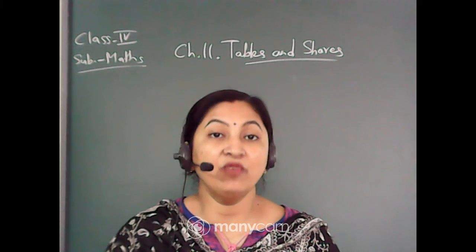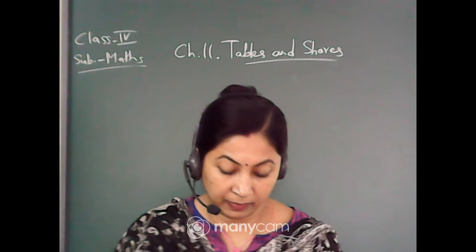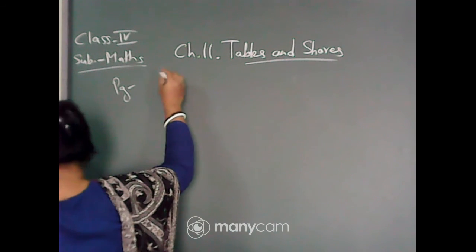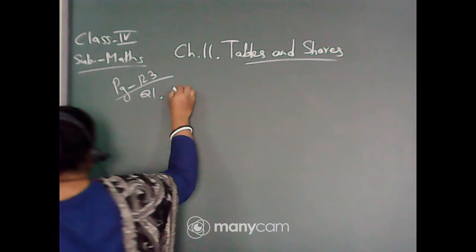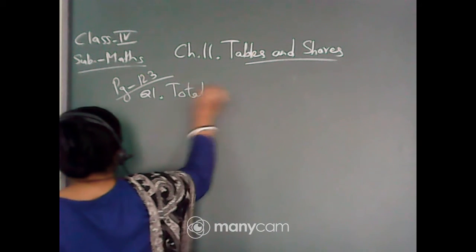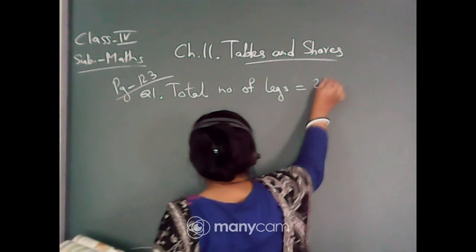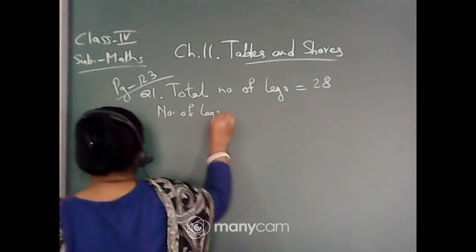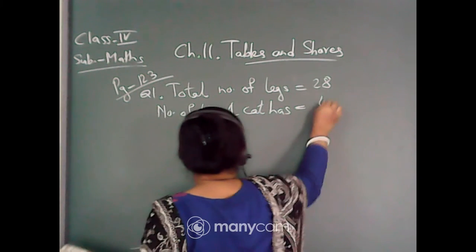So this thing you will write in your copy. Clear? Now take out your copy and write it down. Page 123, question number 1. First of all, it is given total number of legs. So you will write total number of legs is equal to 28. Then number of legs one cat has is equal to 4.